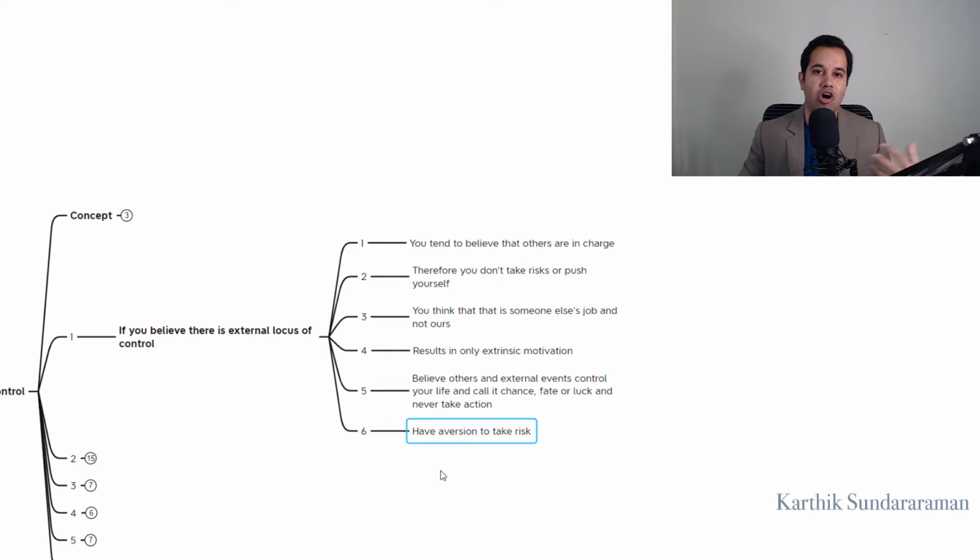Sixth, you have an aversion to taking risks, because you don't feel you need to be involved and take that risk for something to happen. So therefore, you just stay away from it.